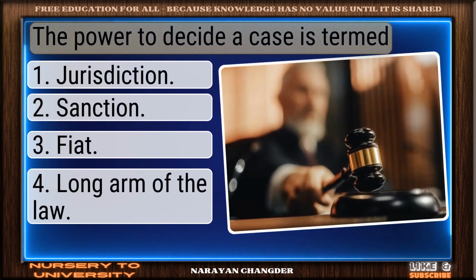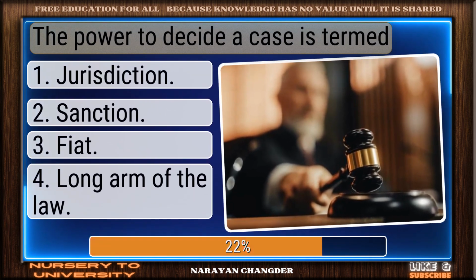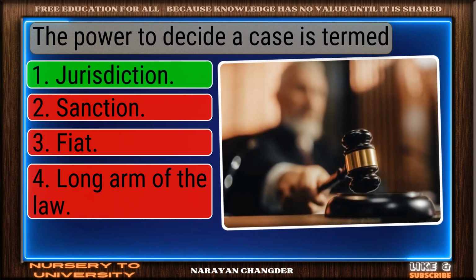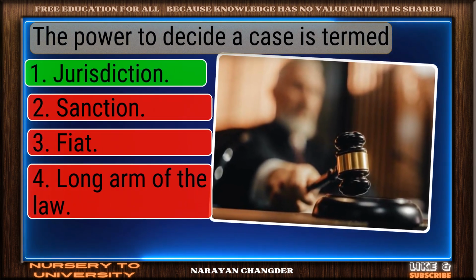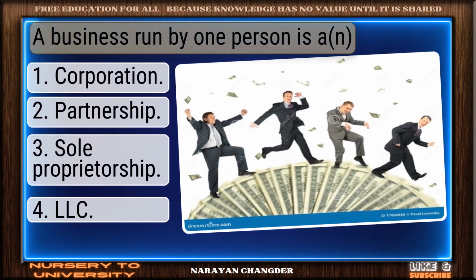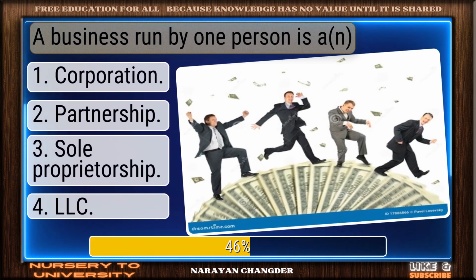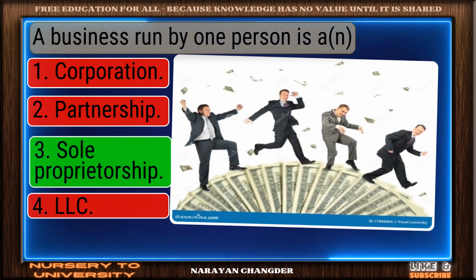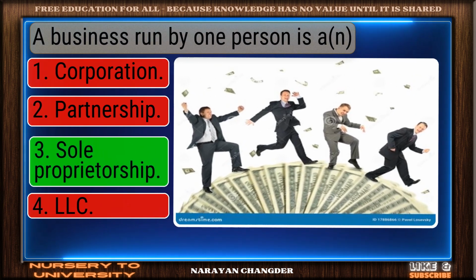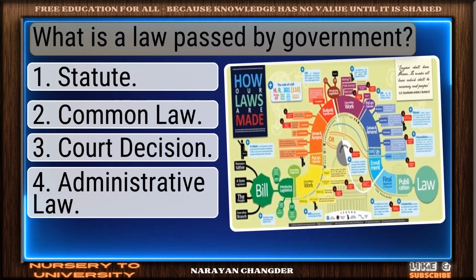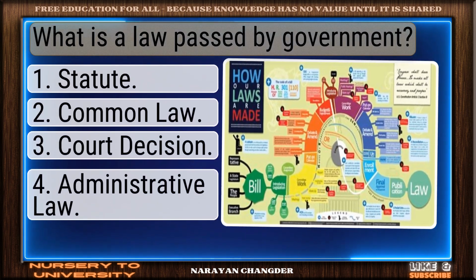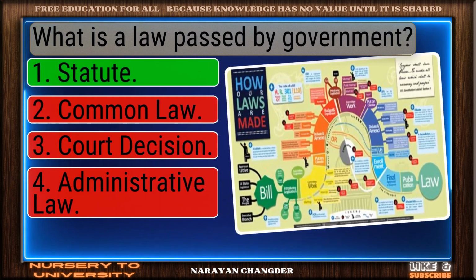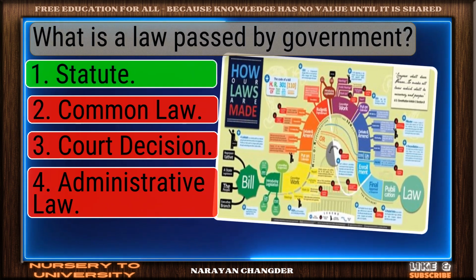The power to decide a case is termed. Valid point. Jurisdiction is true. A business run by one person is a. Well picked. Sole proprietorship is the correct answer. What is a law passed by government? Great job. Statute is the accurate answer.